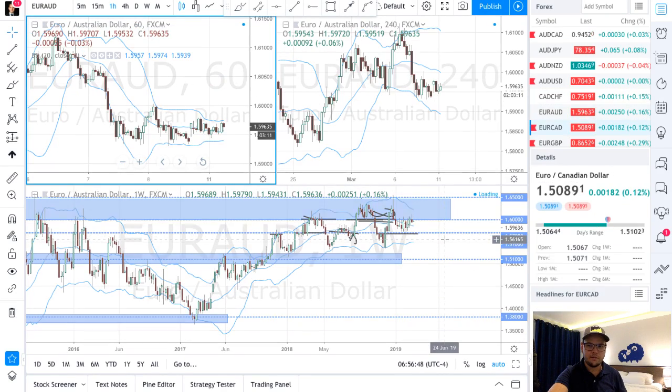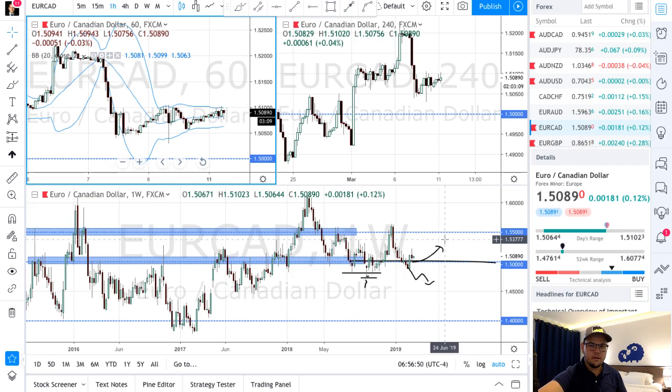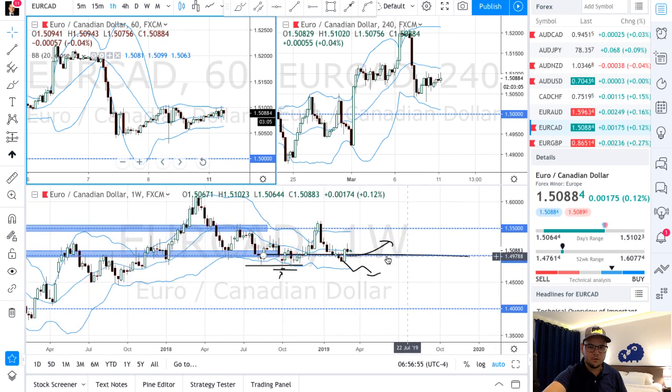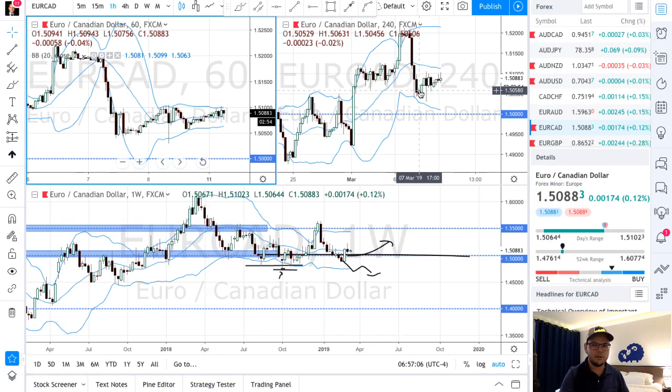EuroAUD is too messy to trade right now, in my opinion. EuroCAD is better, going back here to retest this level. This is 1.50, a round number, and this is where you want to buy, in my opinion. We have no setup so far. There were very few setups these past two weeks in the market for some reason, and that's fine. It happens. You just have to wait, and that's why it helps to have multiple strategies to trade in the market.